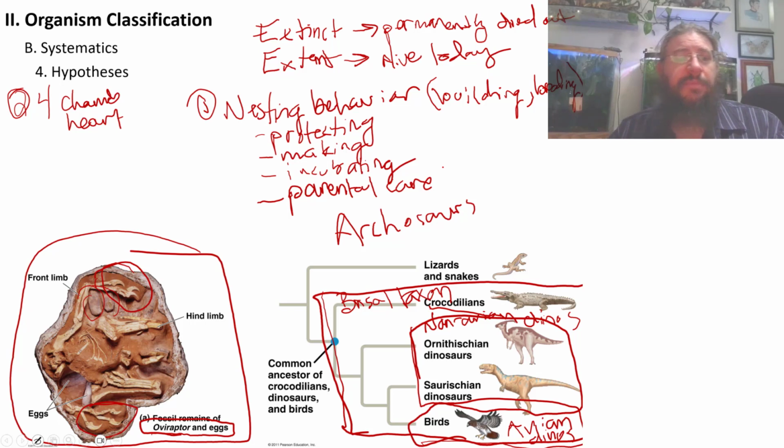Pretty cool. So four-chambered hearts. Crocodilians and avian dinosaurs have four-chambered hearts. Avian dinosaurs are warm-blooded.